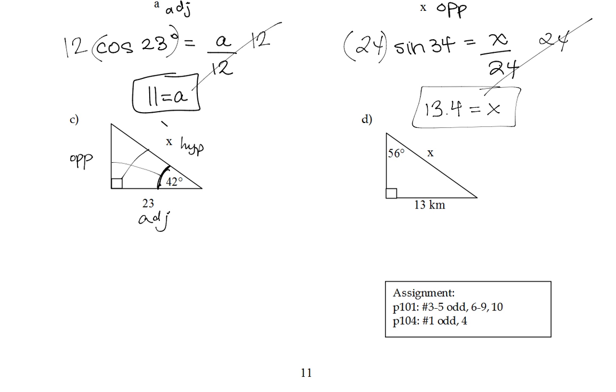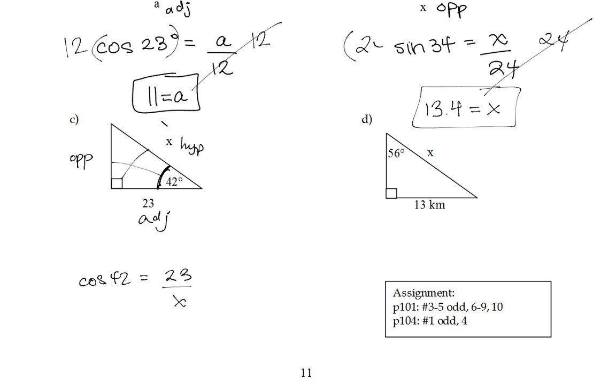Which formula is doing adjacent and hypotenuse? Because I don't know anything about the opposite, I can't even use it. Cosine. What goes next to cosine? 42. And you're thinking to yourself, A over H. Which one's A? Which one's A? 23.